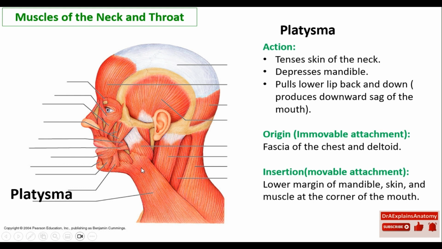The origin, it originates from the fascia of the chest and the deltoid muscle. It is inserted in the lower margin of the mandible, the skin, and the muscles at the corner of the mouth. So that's where it is inserted.